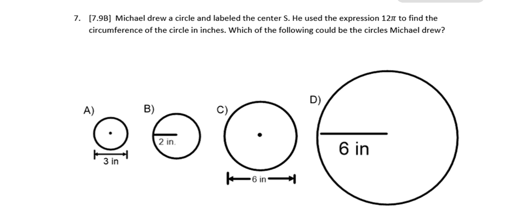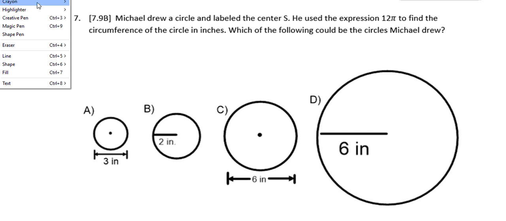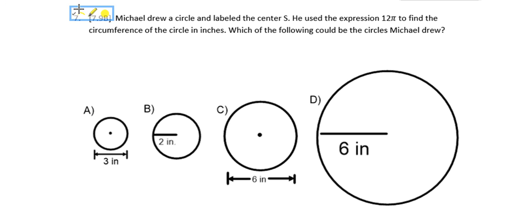On question 7, I use this same program I'm using now to draw these, and they're about drawn to scale. This is a pretty easy problem if you understand the relationship between the circumference, diameter, pi, radius. So we use the expression 12 pi to find the circumference.